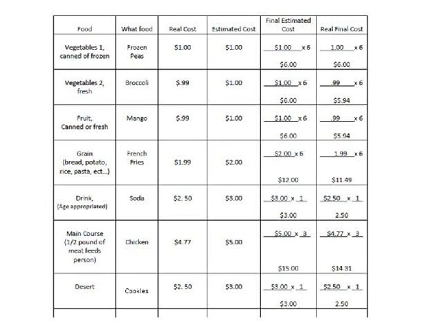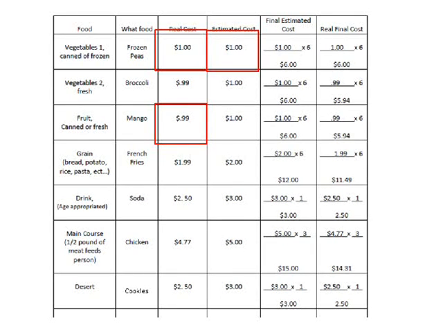So for where it says vegetable 1, canned or frozen, I chose frozen peas. Frozen peas cost $1. So $1 will be rounded to $1 because it's the same. 0 tells you to round down.